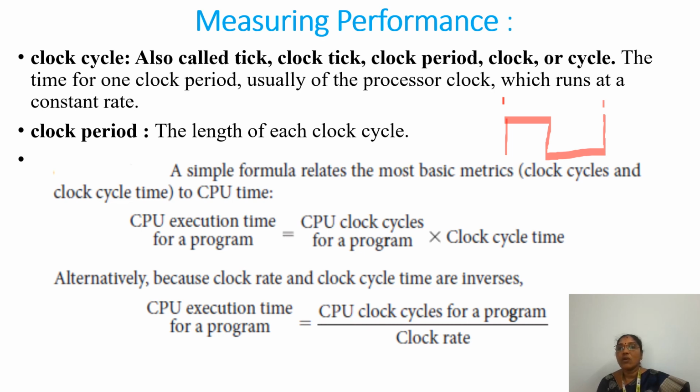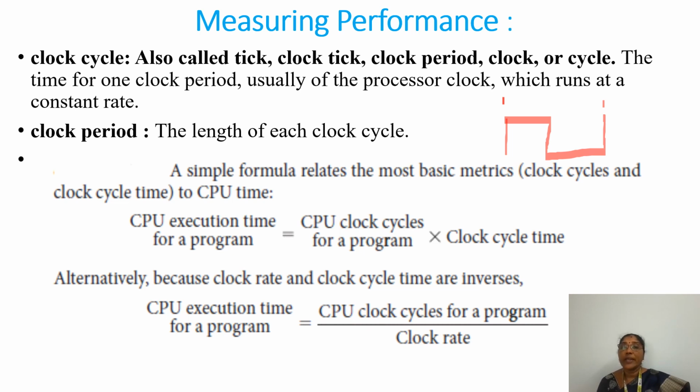So this is one clock duration. So how many clock cycles does the program use for doing the execution? That's what is referred to here as the CPU execution time for a program. That is CPU clock cycles for a program times clock cycle time. We can represent this in the form of clock rate also.